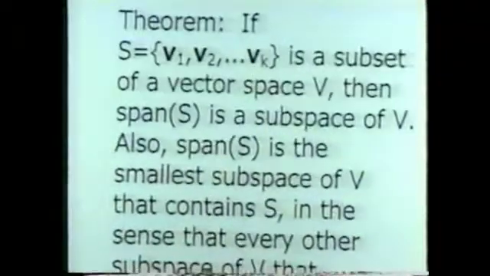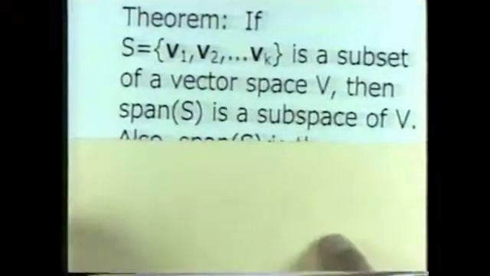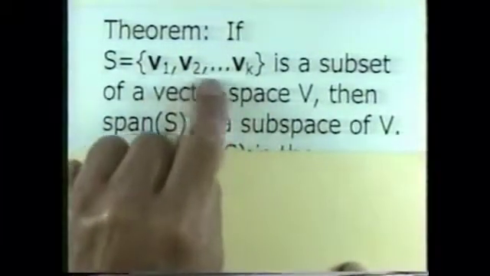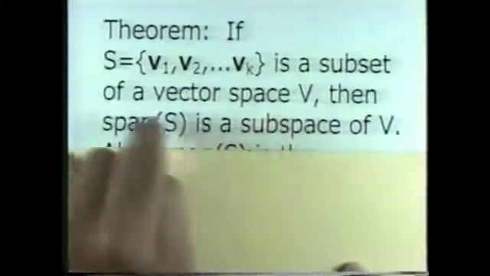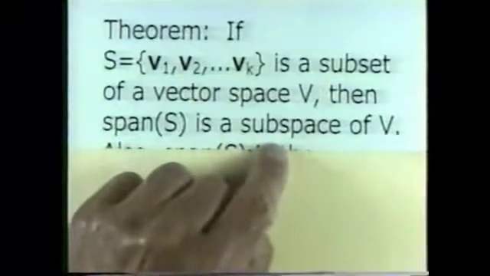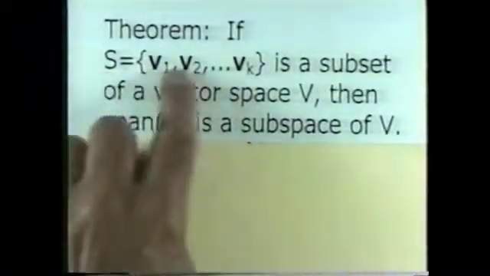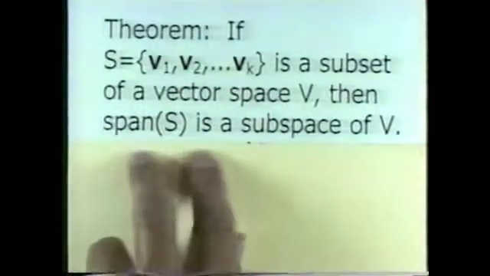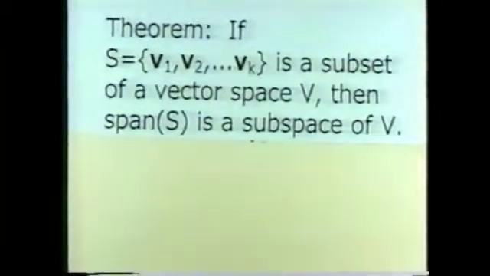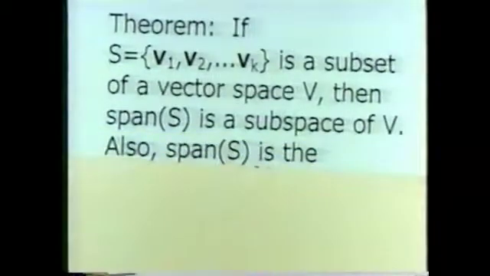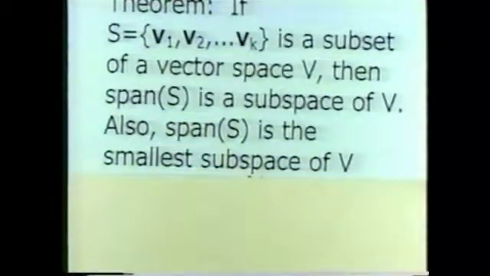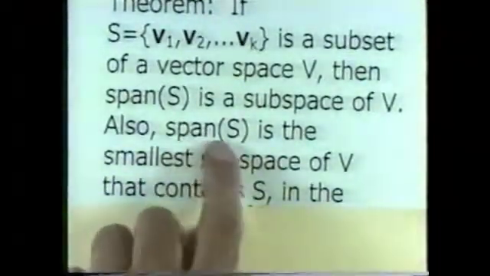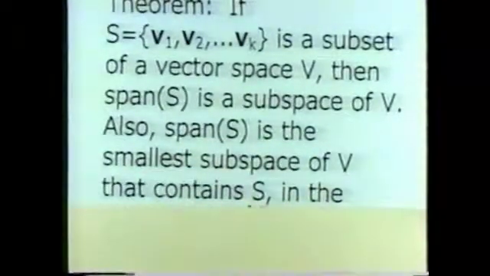Now we get a very important theorem. If S equals {v1, v2, out to vk} is a subset of a vector space V, then the span of S is also a subspace of V. Also, the span of S is the smallest subspace of V that contains S.